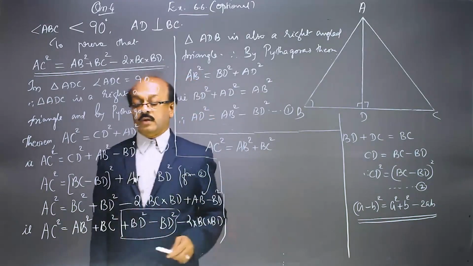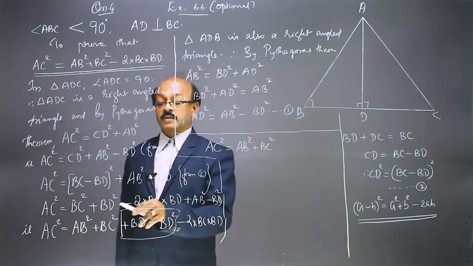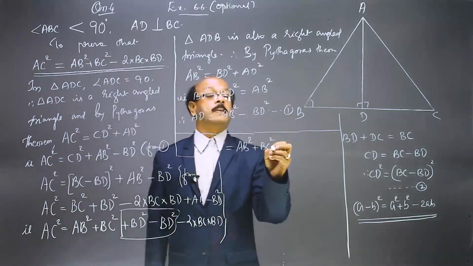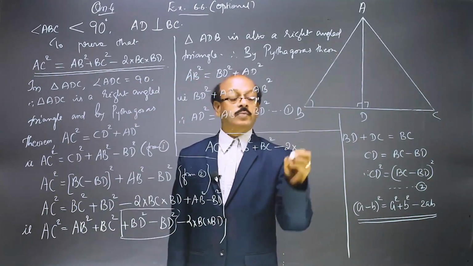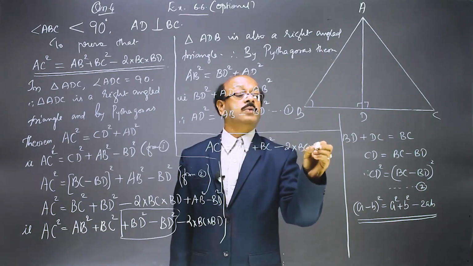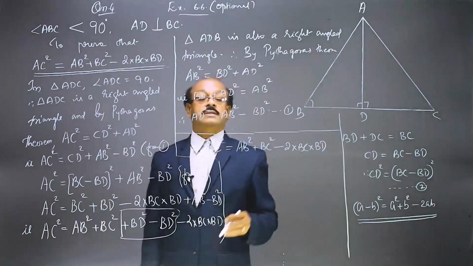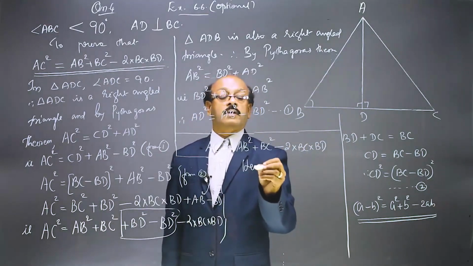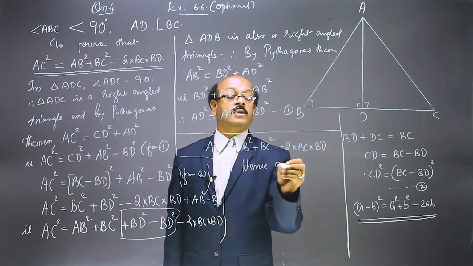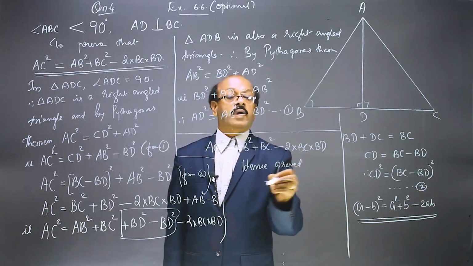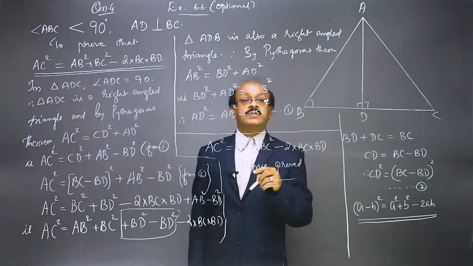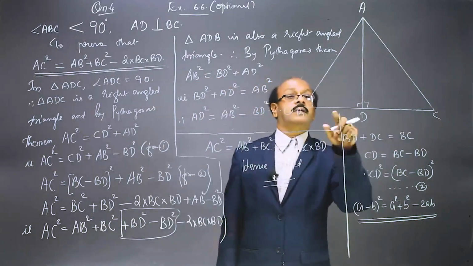So AC square is equal to AB square plus BC square, then minus 2 into BC into BD, is the required result. Hence, we proved the required result. So we have to remember in the previous question we were adding the two sides.